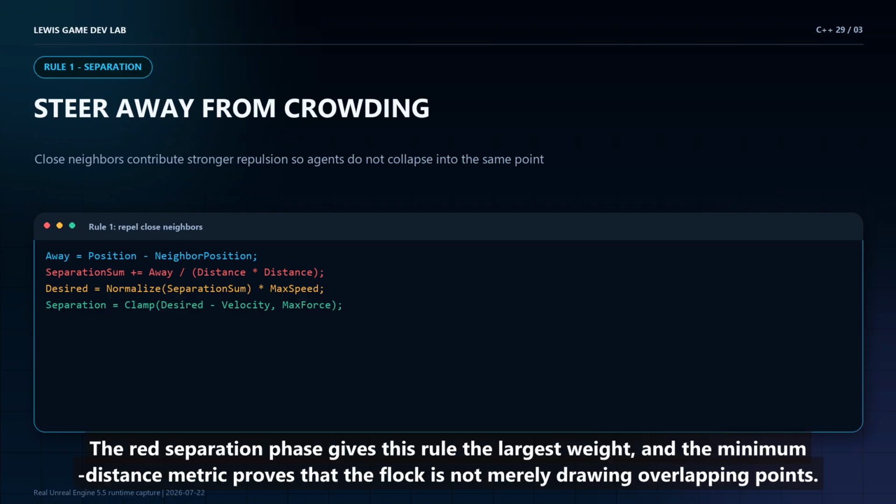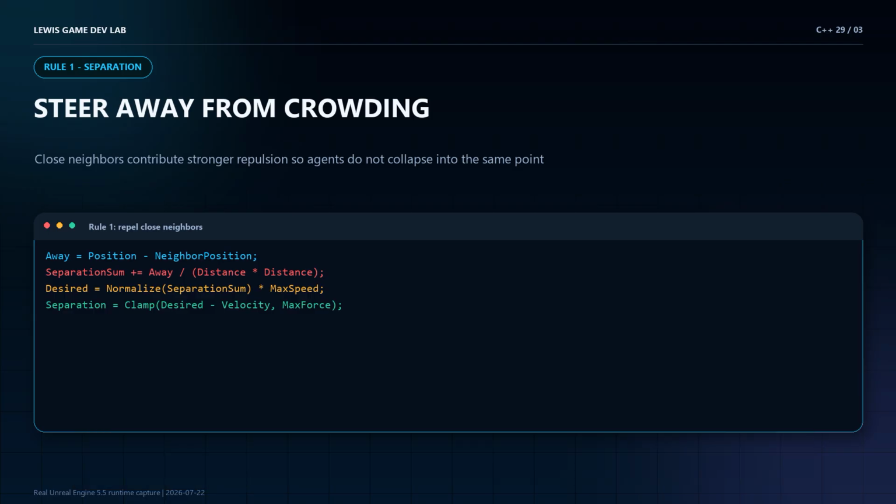The red separation phase gives this rule the largest weight, and the minimum distance metric proves that the flock is not merely drawing overlapping points.